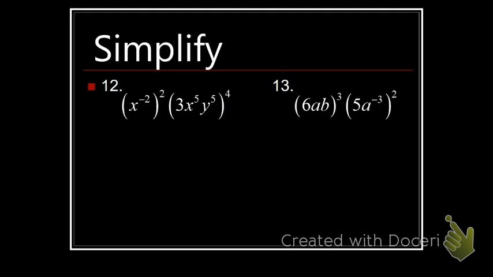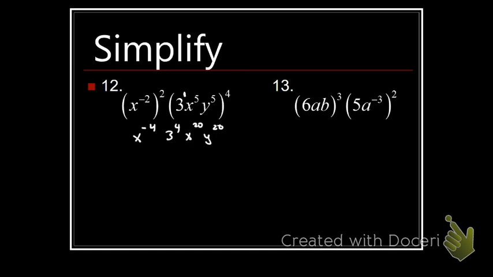Okay. Number 12. X raised to the negative 2 squared. That becomes x raised to a negative 4. What's that 3's exponent? 1. So it's really, follow my cursor, 3 to the what, guys? What's 1 times 4? So 3 to the 4th. X to the what? What's that? 5 times 4 would be 20. Y to the 20.